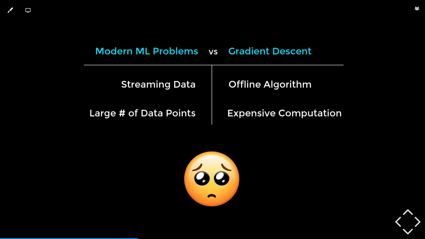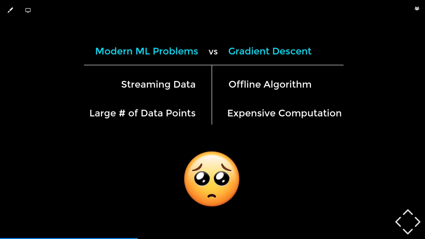Which means that it requires the entire data set to be available on hand at once for the training process. However, most machine learning problems today often have streaming data sets, which means that the data is coming in on the fly in real time, and then you have to process it, train the model, and then move to the next data point. So that's the first shortcoming of the gradient descent algorithm.